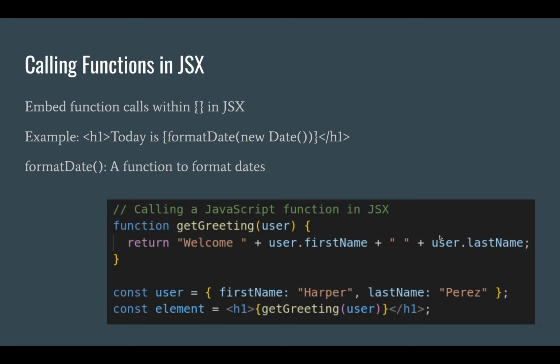Or if you look at this other example, in this element we can call the getGreeting function and then pass a user object, and we can see that the user object contains firstName and lastName, and getGreeting will receive that object and print out a string accordingly.